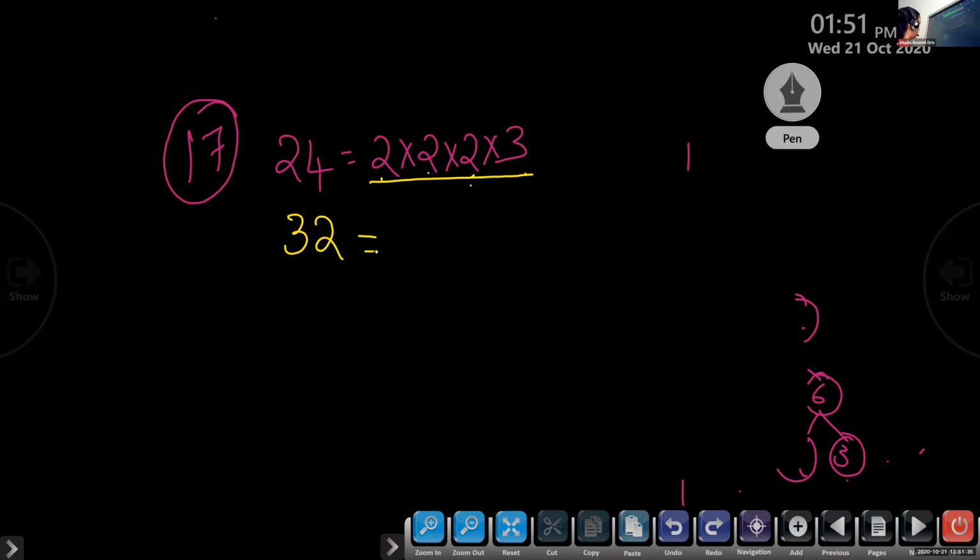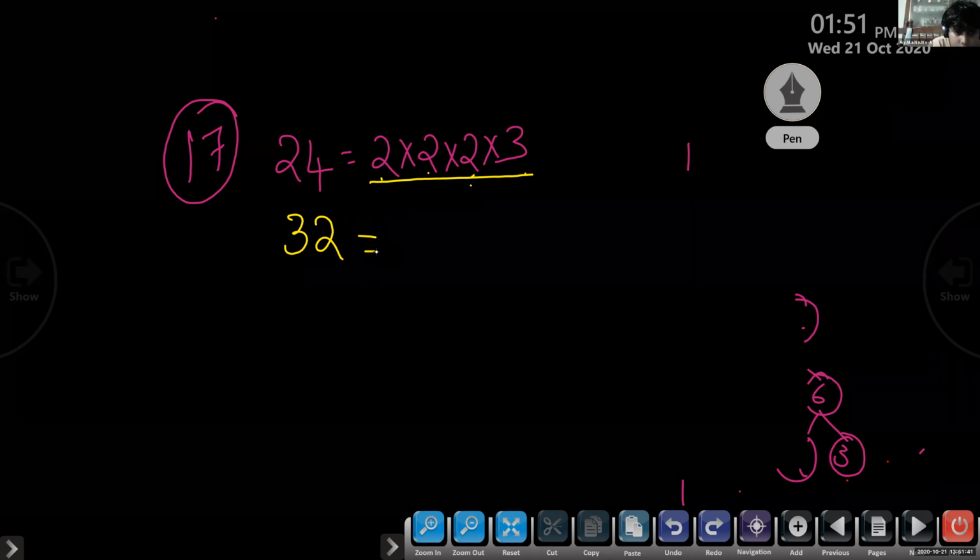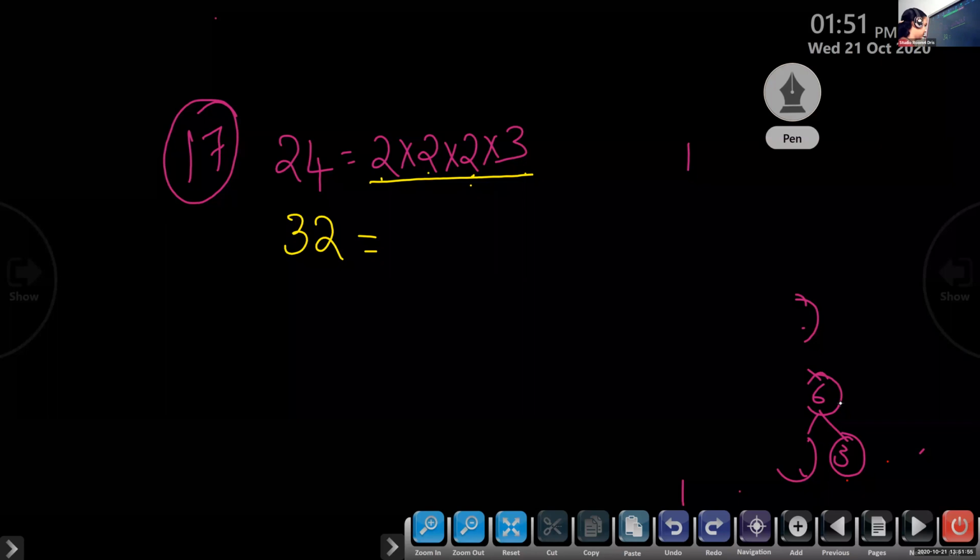Can you read question number 17? Find the HCF of 24 and 32 using the prime factorization method. If they are asking for the prime factorization method, what do you have to do? Yes, we should use this method, because that is what the question asks.